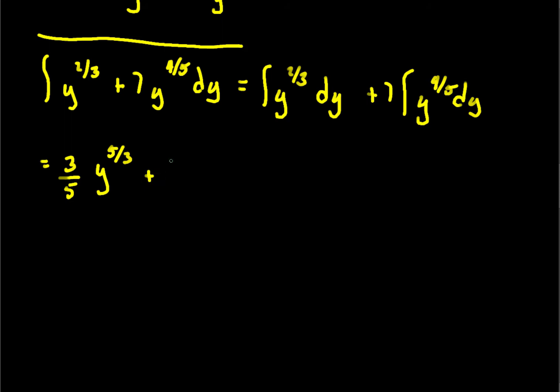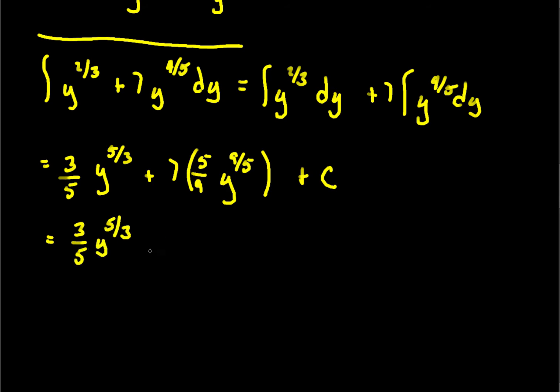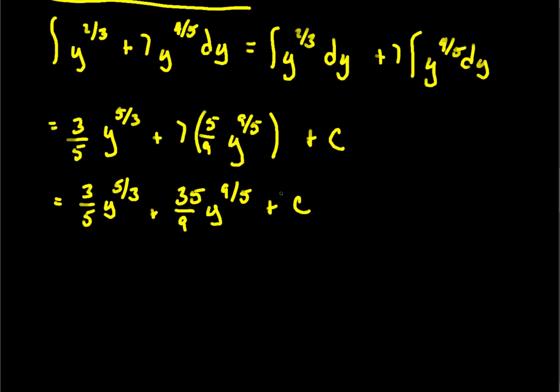Plus 7 times y. Okay, now it's 4/5, so I add 1 to it, or I add 5/5 to it. So the new exponent is 9/5, and the coefficient will be 5/9. Then it's plus a constant. Simplifying just one more step, so it's 3/5 y to the 5/3 plus 35 over 9, y to the 9/5 plus a constant. So that's two examples of using the power rule, pretty straightforward.